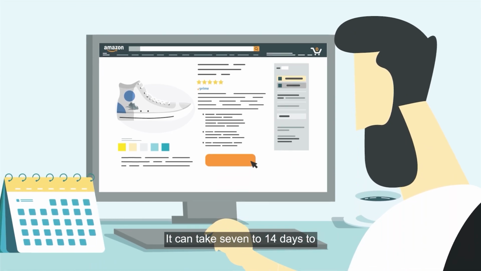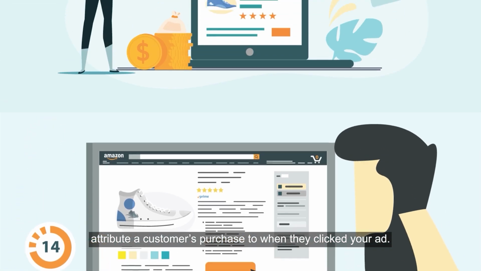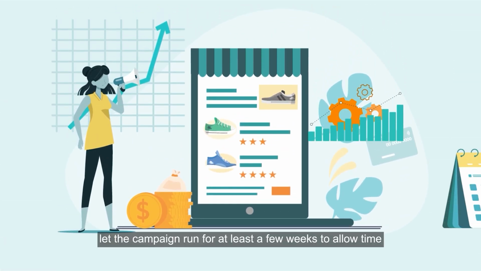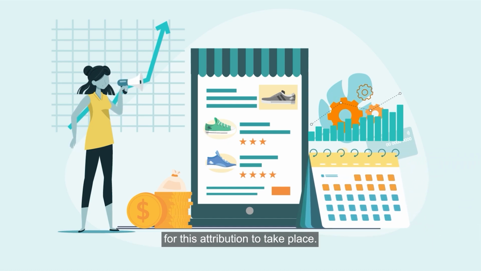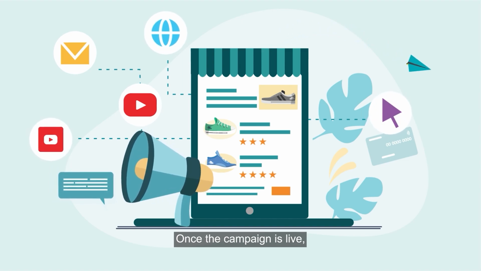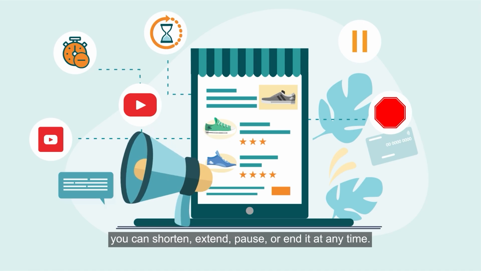It can take 7 to 14 days to attribute a customer's purchase to when they clicked your ad. If you'd prefer to choose an end date, let the campaign run for at least a few weeks to allow time for this attribution to take place. Once the campaign is live, you can shorten, extend, pause, or end it at any time.